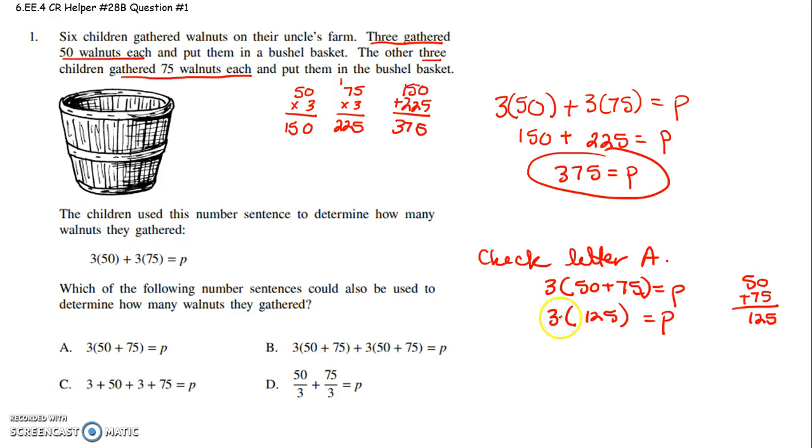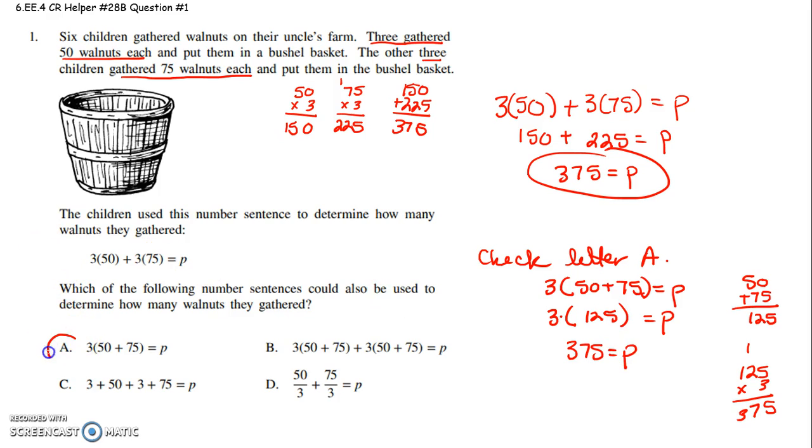It's a multiplication if we don't see an operation between the 3 and the parentheses. So let's take 125 and multiply by 3, see if we get 375. 5 times 3 is 15. Put down a 5, carry a 1. 3 times 2 is 6, and 1 more is 7. 3 times 1 is 3. Guess what?